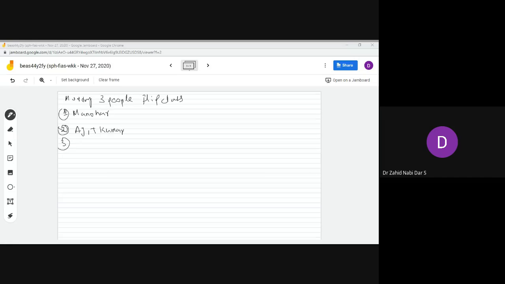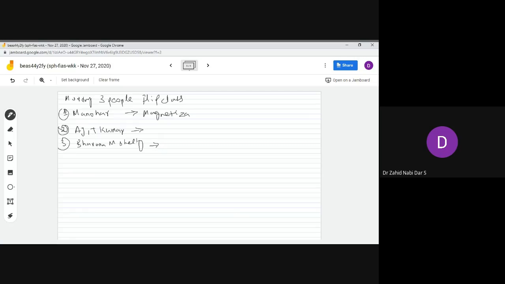Afsa has also given. Afsa is not there, but she has also given. Bhavna M Shetty, you have not given? Yes, sir. Okay, Bhavna, you have not given, so be prepared. So Manohar, Ajit Kumar and Bhavna M Shetty.